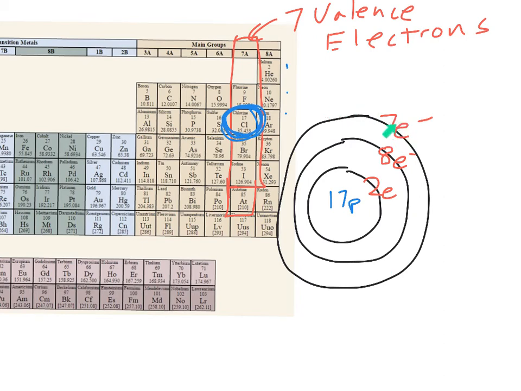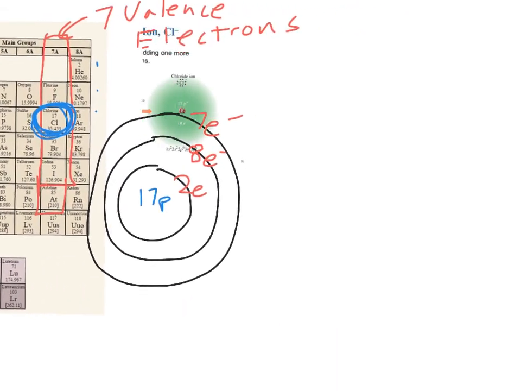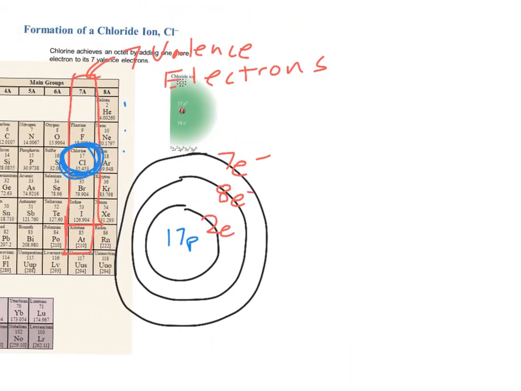Well, the easiest thing for it to do is for chlorine to gain 1 electron. Where does this 1 electron come from? Who knows? Maybe it found a willing sodium ion. Maybe it found a willing sodium atom looking to make an ion. It gains an extra electron from somewhere.